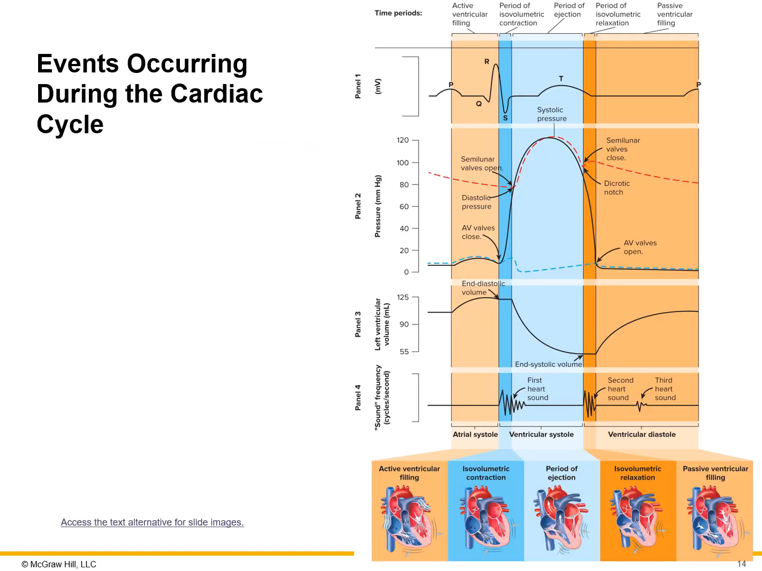Okay, so the events, again, just looking at this in another way. The ECG here at the top, so again, the P wave, we have our QRS complex here. So again, this is just another visual way of looking at the cardiac events. So again, that active ventricular filling, the isovolumetric contraction, period of ejection, followed by relaxation, and then that passive filling. So again, just to visualize what's happening, putting it all together, helping you to better understand what's going on.